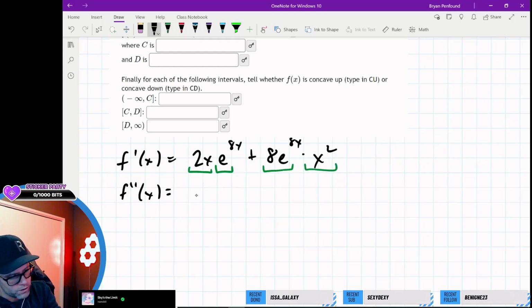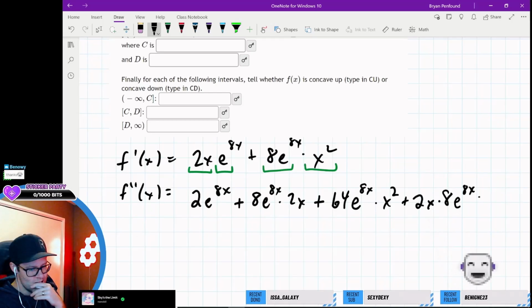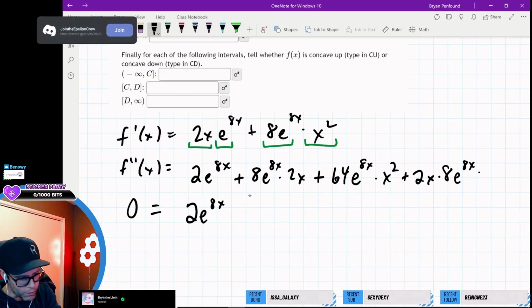So it's going to be 2 product rules. Derivative of the first times the second, plus the derivative of the second times the first, plus the 8 times 8 is 64, right? Derivative of the first times the second, plus the derivative of the second times the first. It really, I think, is just going to come down to factoring again. So let's set our second derivative equal to 0 and see what we get when we start simplifying some stuff.